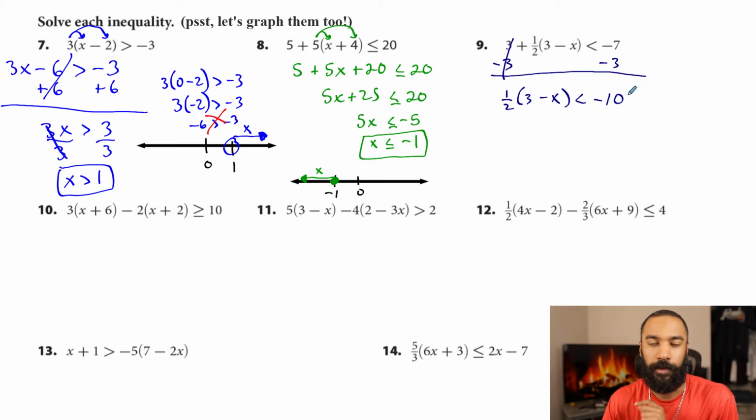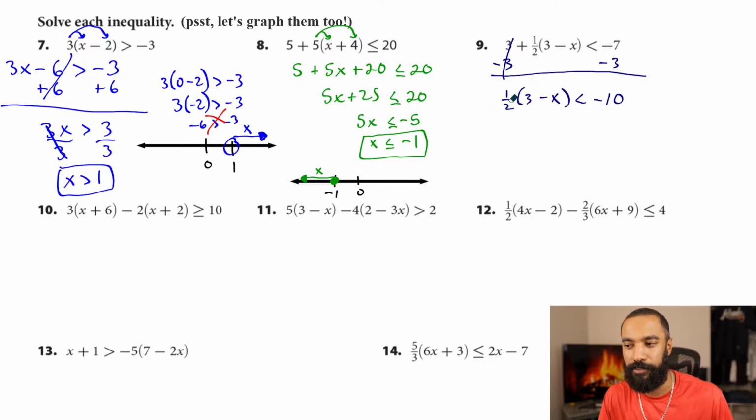Okay, I mentioned I won't distribute the 1/2. So what I'm going to do instead is clear this fraction completely. I don't want it. And I can't just say, hey, let's erase it. No, I can't do that because I have to make sure whatever I do to one side, I do to the other.